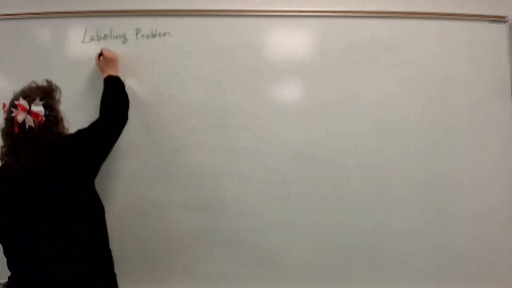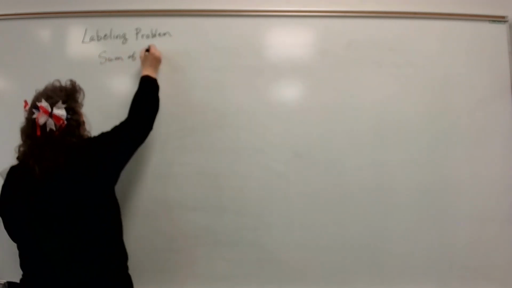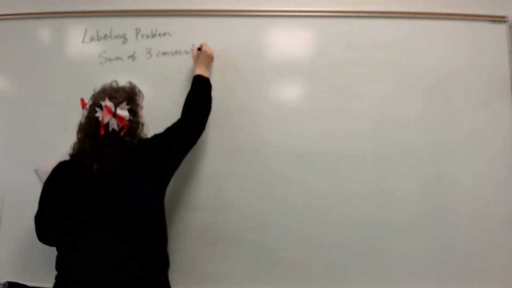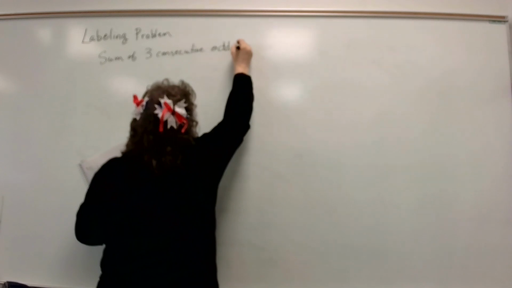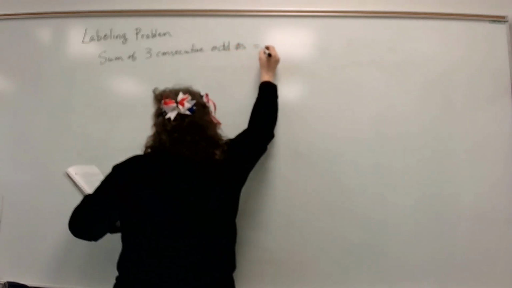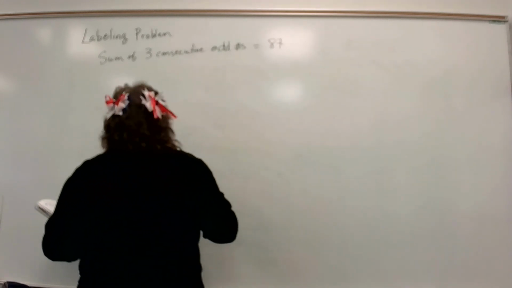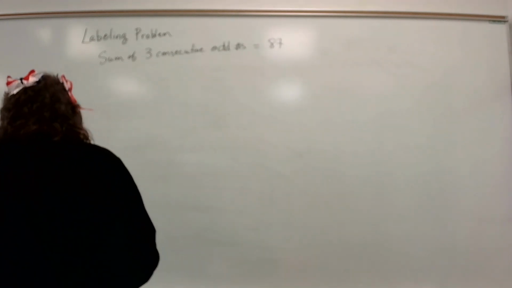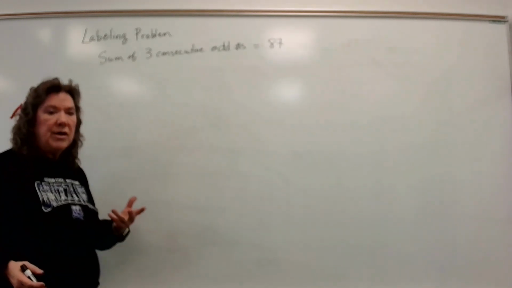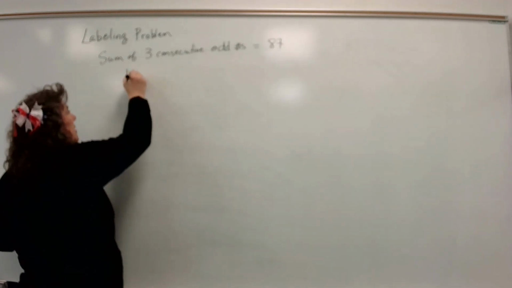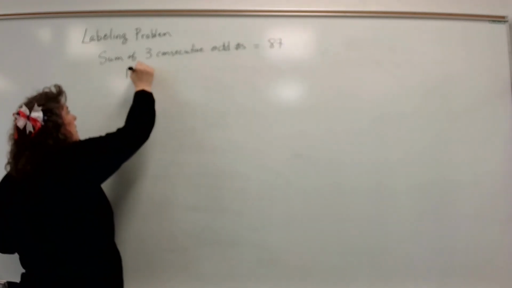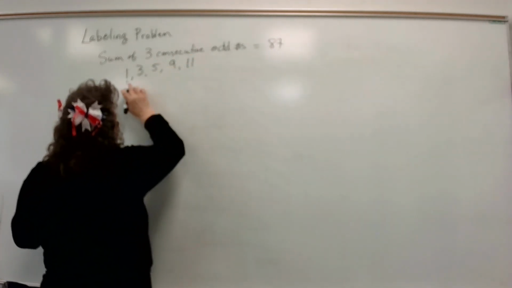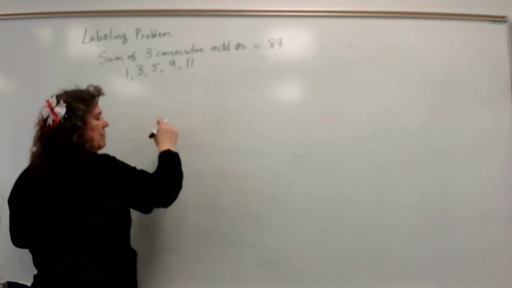The next one says we have the sum of 3 consecutive odd numbers. And that sum is equal to 87. What are the 3 integers that add up to 87? Well, first of all, let's look at odd numbers. Remember, odd numbers are like 1, 3, 5, 9, 11, anything that ends in 1, 3, 5, 7, or 9.